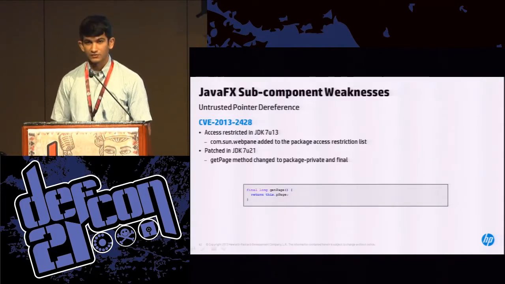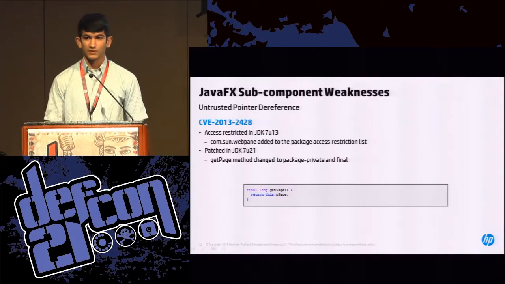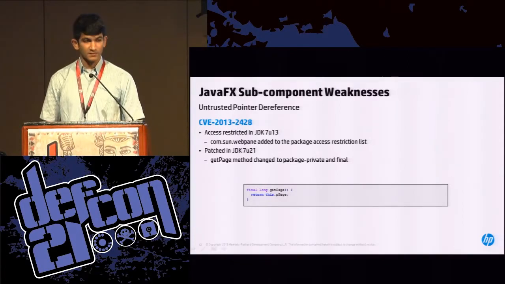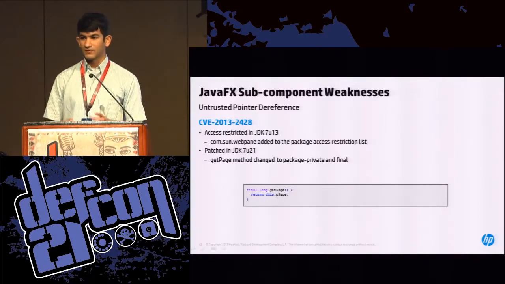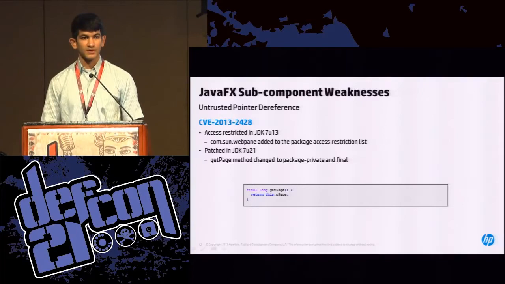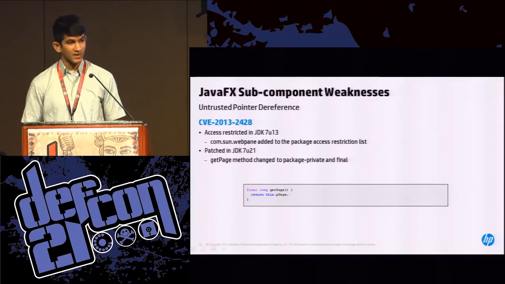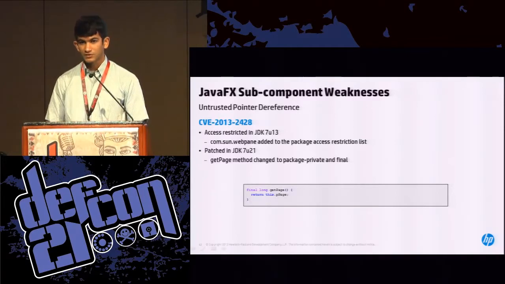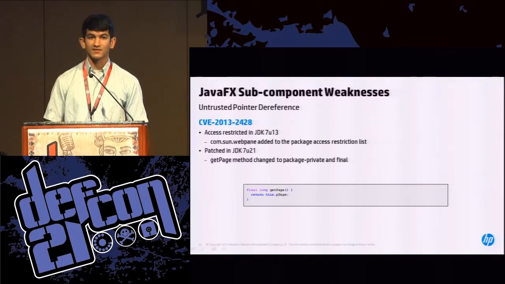So this was patched in an interesting way. We actually got a slew of untrusted pointer derefs all at the same time. And in JDK 7 update 13, Oracle, in kind of a make-the-herding-stop reaction, just flat out banned the ComSun WebPane package. As a result, any attempt to access any class within that package or subpackage would result in a package access exception error.